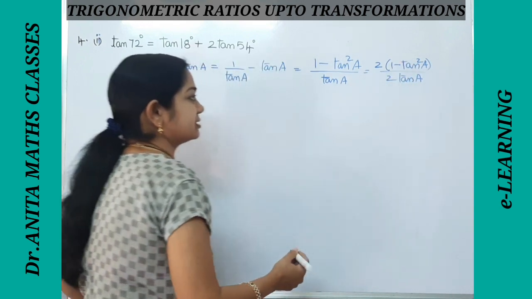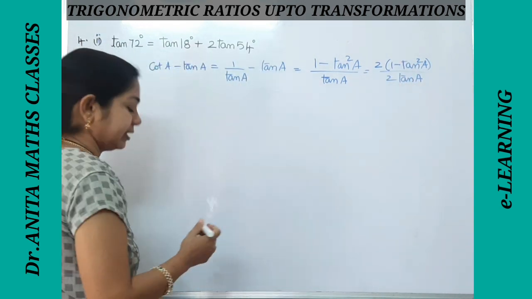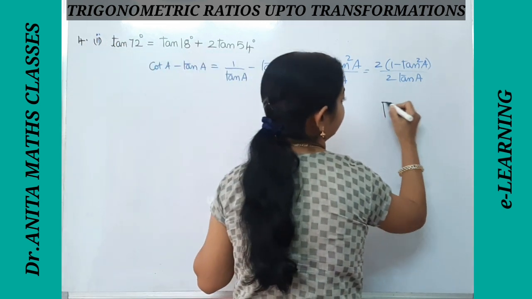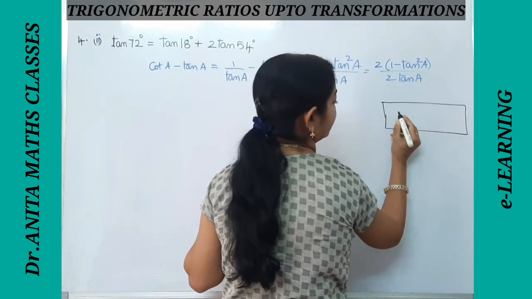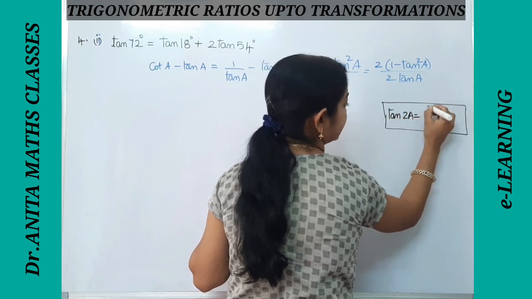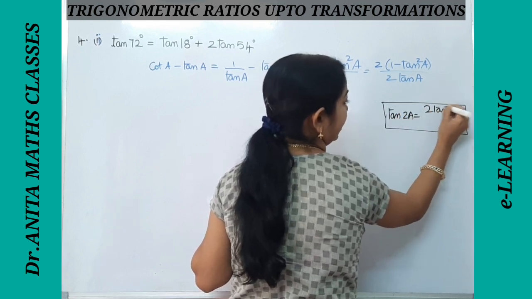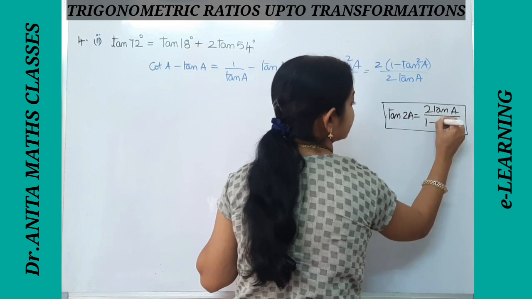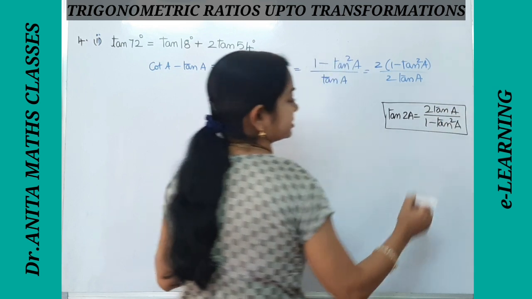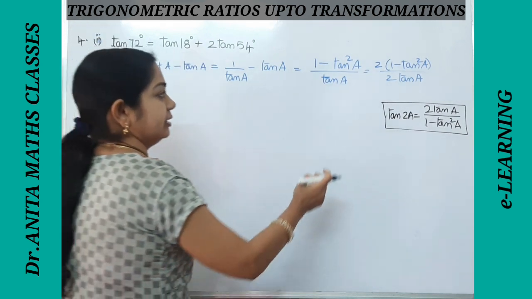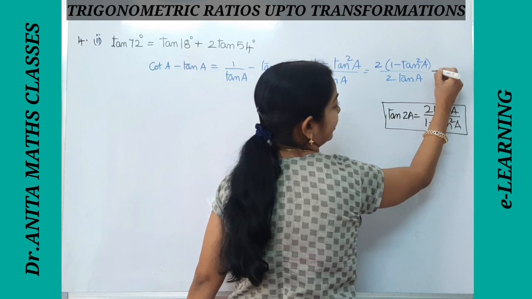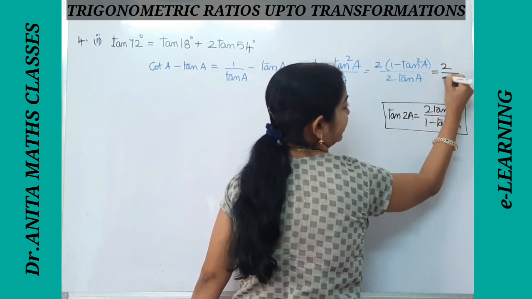If you see this, it is the reverse of the tan 2A formula. The tan 2A formula is 2 tan A by 1 minus tan square A. Do remember this. Here it is in the reverse form, so I can write it as 2 by tan 2A.